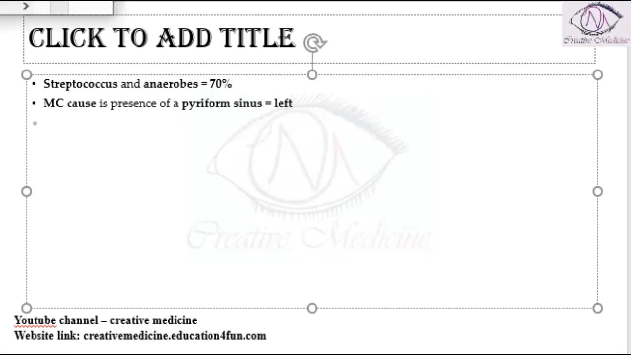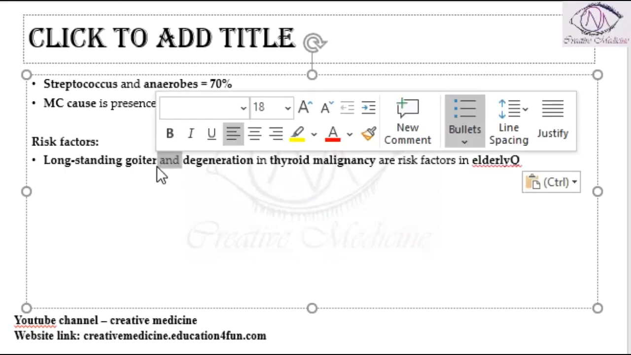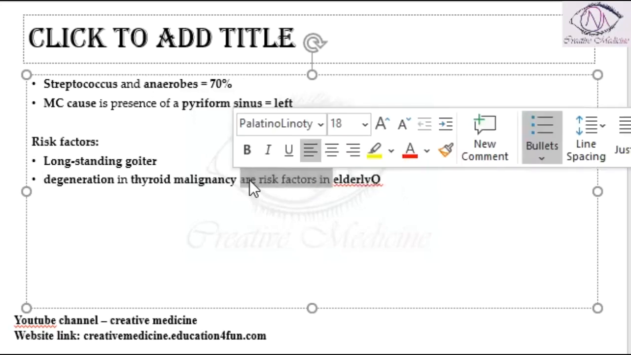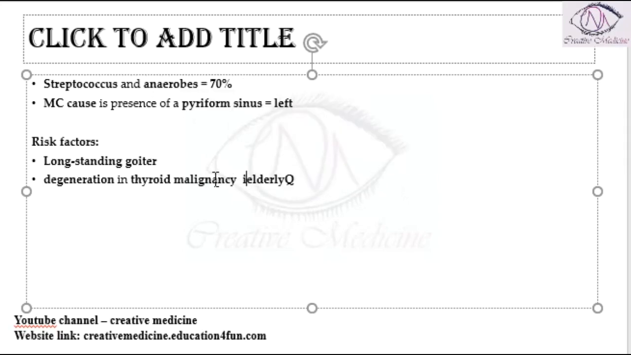And in these patients, if you see the risk factors, what are the risk factors of acute suppurative thyroiditis? The risk factors are long standing goiter or degeneration of the thyroid malignancy. Long standing goiter or degeneration in thyroid malignancy are the risk factors of acute suppurative thyroiditis in the elderly.